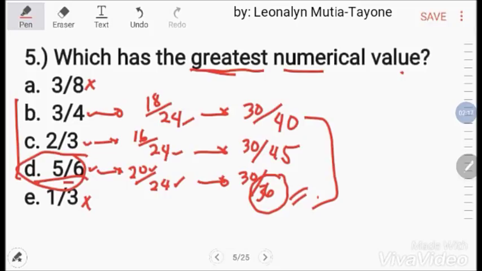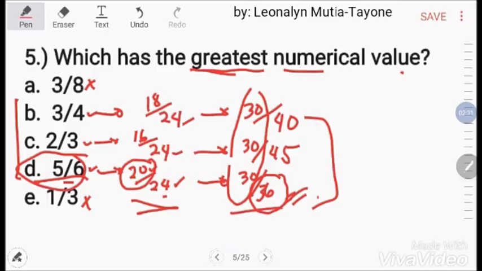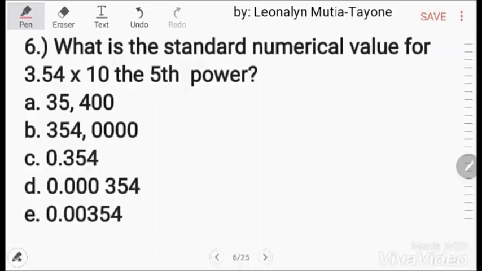Again, kapag denominator ang pareho, yung pinakamalaking numerator, yan yung greatest value. Kapag ang ginawa mo ay mga numerator ang pinapareho mo, yung pinakamaliit na denominator, yan yung pinakamalaking numerical value.